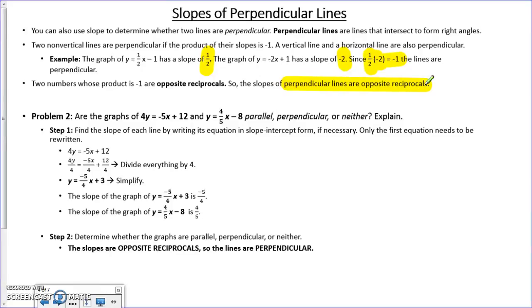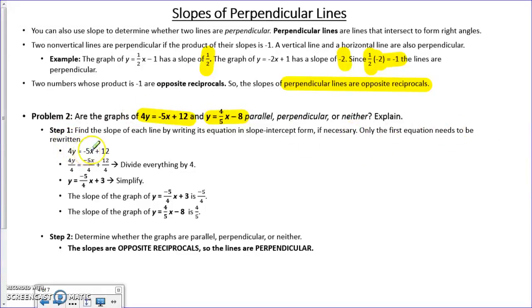Problem 2. Are the graphs of 4y equals -5x plus 12 and y equals 4/5 x minus 8 parallel, perpendicular, or neither? Explain. Step 1, you want to find the slope of each line by writing its equation in slope-intercept form if necessary. In this problem, only the first equation needs to be rewritten.